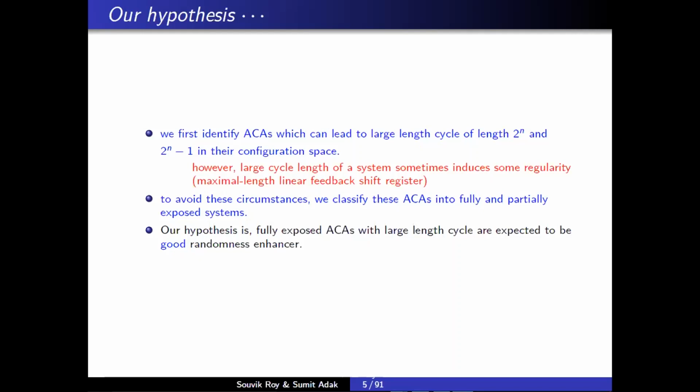To avoid this regularity, we explore further the dynamic behavior of these large cycle, fully asynchronous elementary cellular automata, and we classify this large cycle system into fully and partially exposed systems. Our final hypothesis is that a fully exposed system with large cycles is expected to be a good randomness enhancer. So let's see what happened with these two targets, large cycle and the exposed property. Let me introduce the exposed property later.